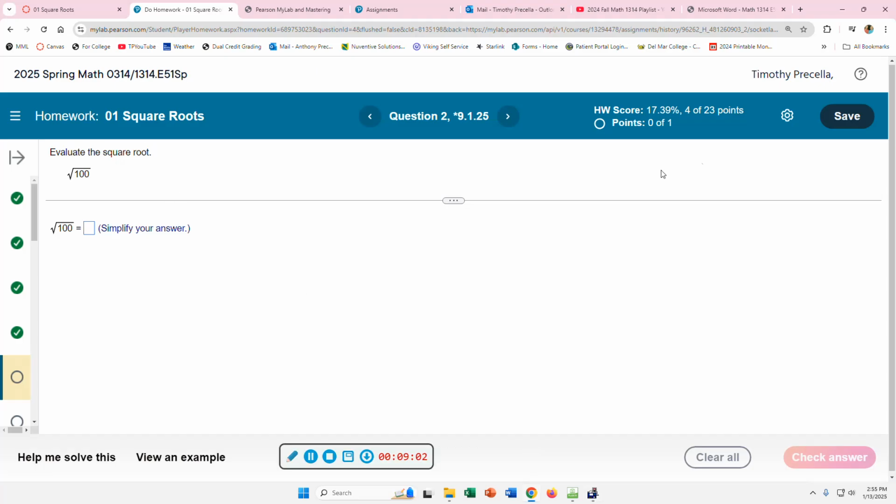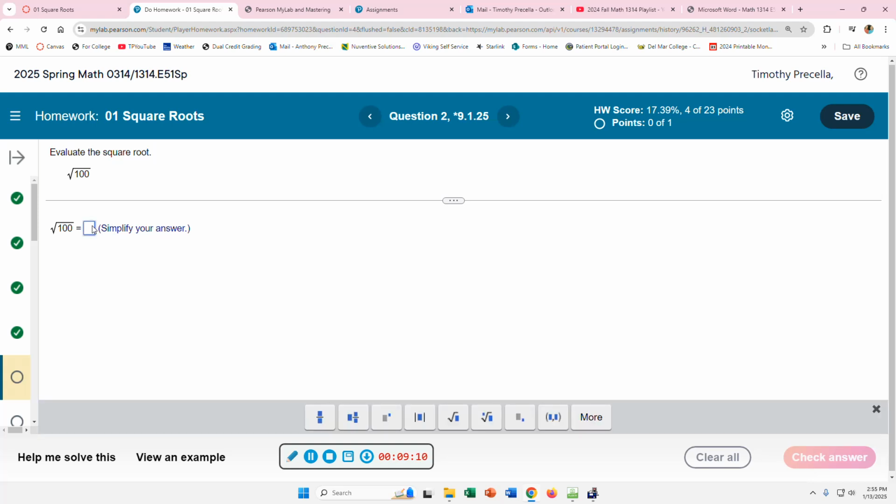But let's go on to problem number 2. Now you've got to type, okay. No, you're right. Look at that, wow. Is this a perfect square? Hey, let's get it wrong. Okay, get it wrong. What's the answer to this? The square root of 100?